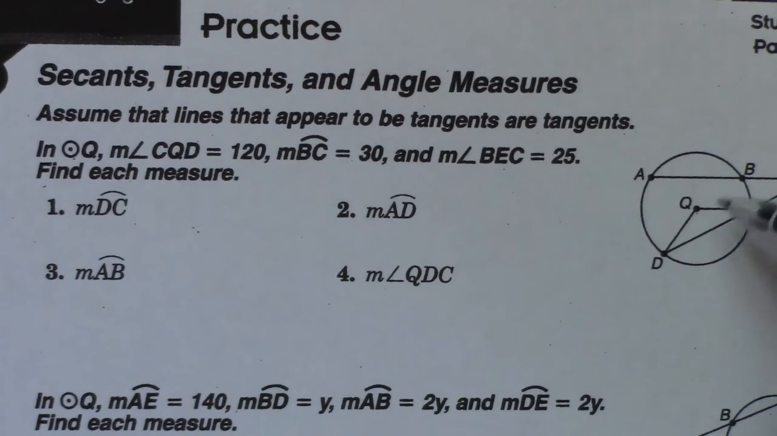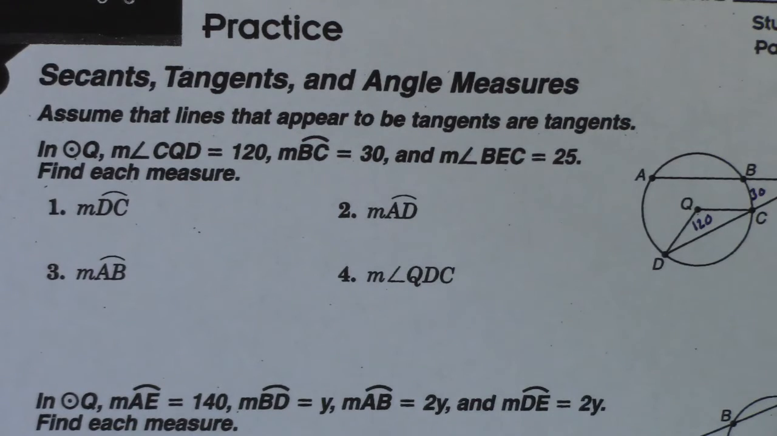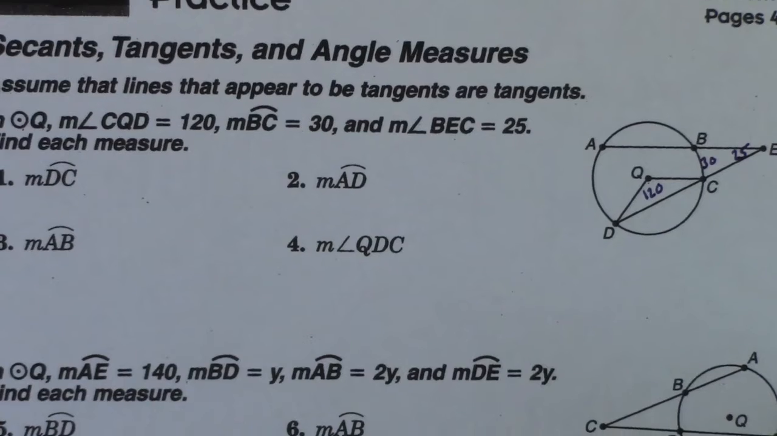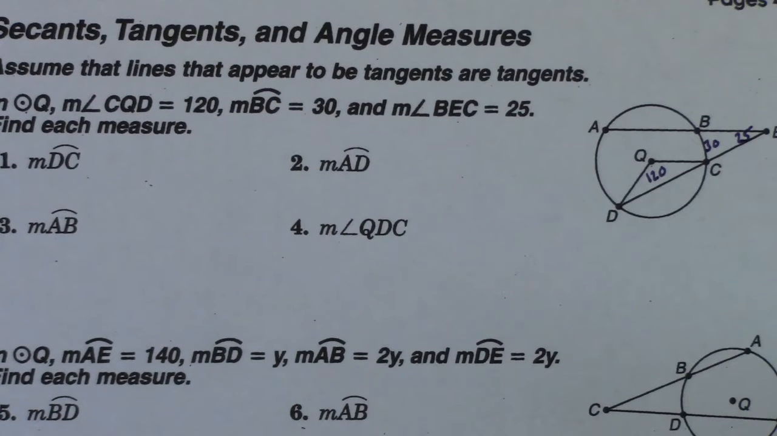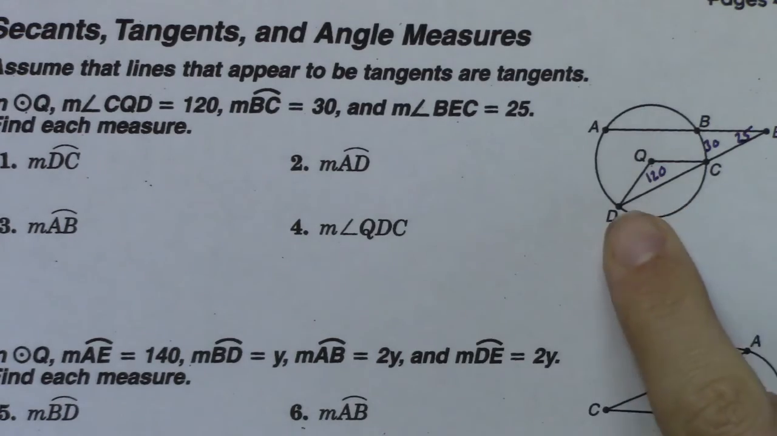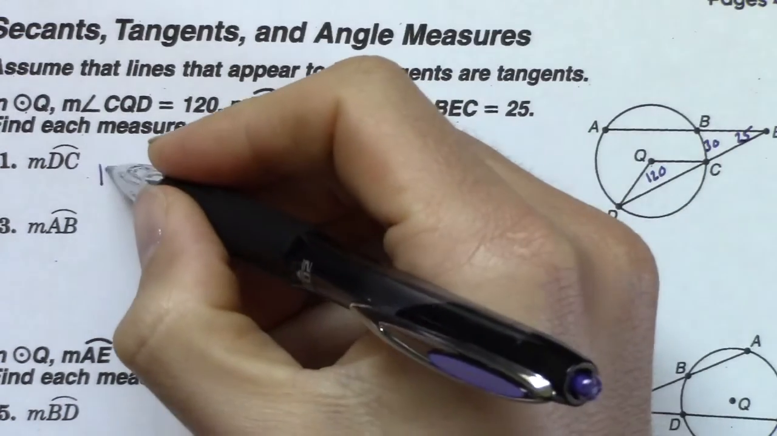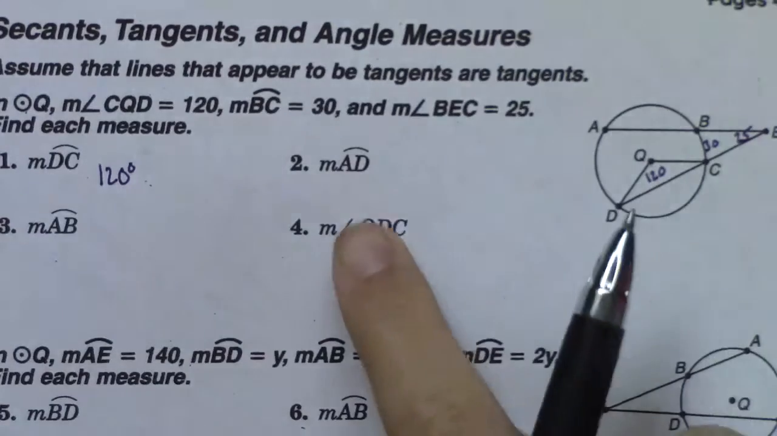So we're told that CQD is 120. We are told that BC is 30. BEC is 25. A little small there, but we'll make it work. And then we want to find each measure. So first up, it asks for DC. Central angle equals the intercepted arc, so that is 120 degrees.